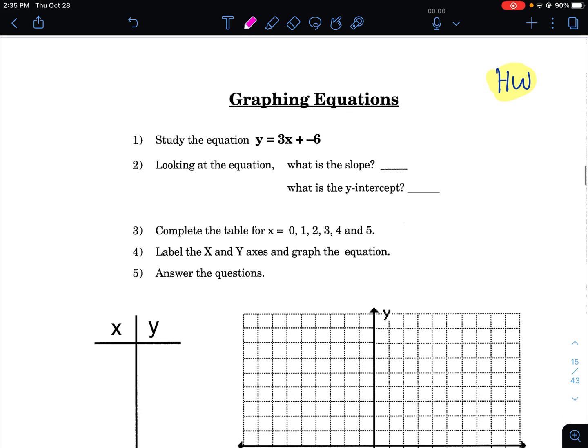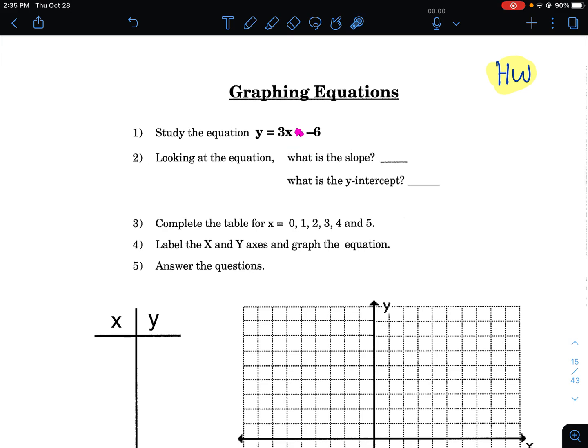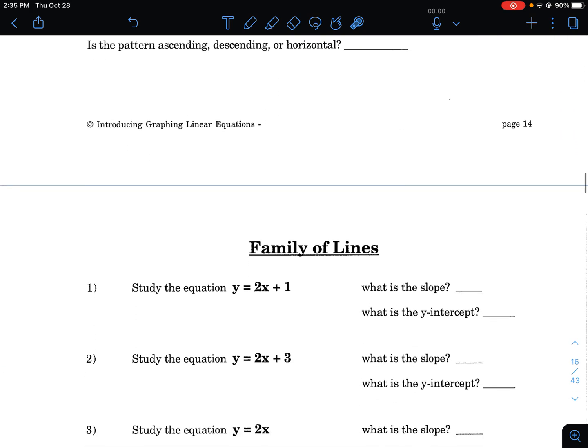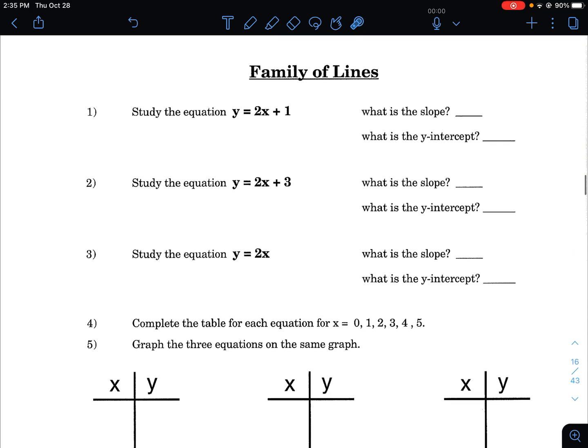Try the next one on your own. It's kind of tricky because it says 3x plus negative 6. I don't even know why it should have that negative 6. It should say 3x minus 6, but whatever, same difference. Let's go to this question now, the family of lines.